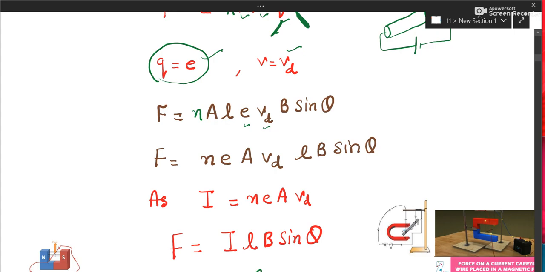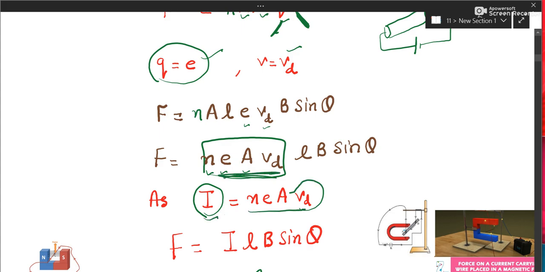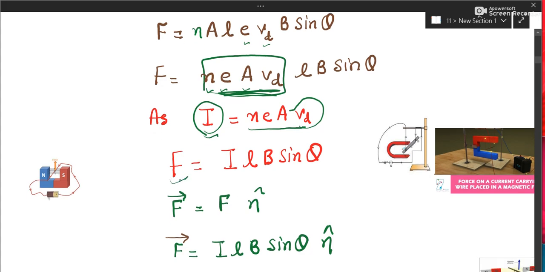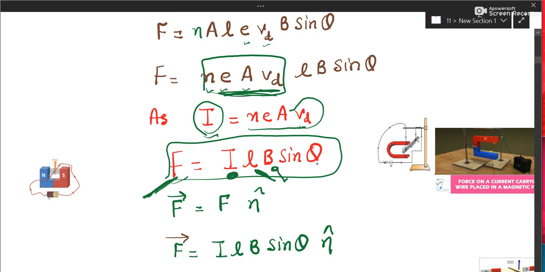Okay. Now I have arranged it n, e, A, vd. If you remember, this is I. That is how we do it in the chapter current electricity. What is the relation between current and drift velocity? And this is the relation: I is equal to n e A vd. So this is I. So my expression for force is ready. This is the force experienced by a conductor of length L carrying current I in a magnetic field B when placed at an angle theta.